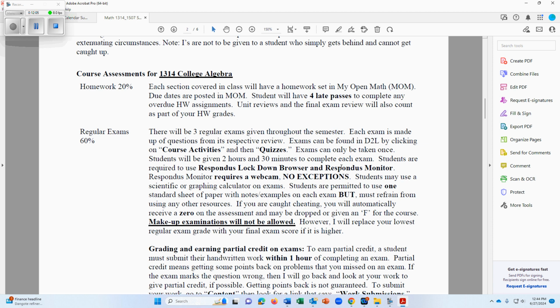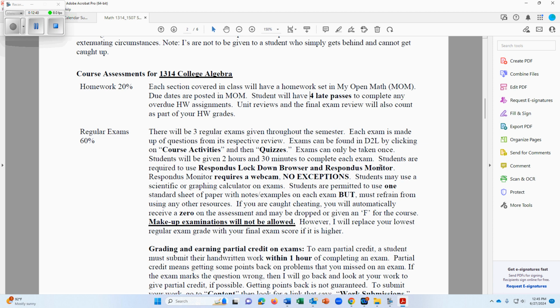So the lockdown browser, what that does is it makes it to where you can't access anything else except the page you're on unless I give an exception. And that's kind of how the exams will work. You're going to log in to take the test, and it's actually going to kind of be like a shell of a test. It's not really going to be a test, but there's going to be a link, and the link will take you to the MyOpenMath to where you can take your exam. But that's the only browser that you'll be able to open. The only page you'll be able to open is the MyOpenMath to take your exam.